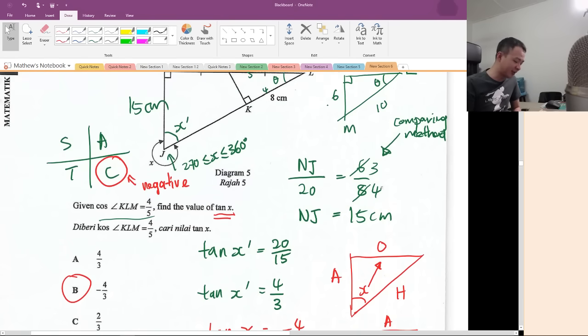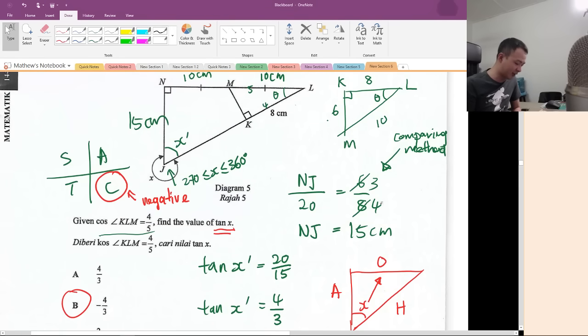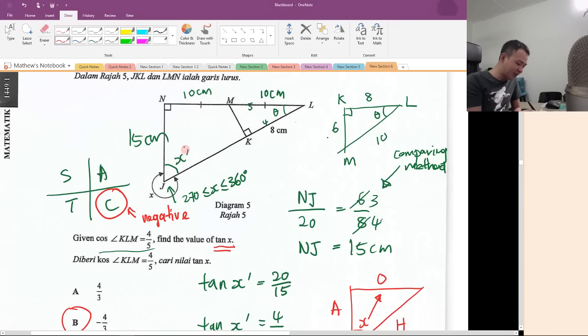How to know it is in quadrant 4 here? Because this angle x here is an acute angle. Acute angle means what? This angle is definitely less than 90, because here is already 90, right? And then you imagine the whole circle is 360, right? 360 minus any angle less than 90, definitely it will be more than 270. More than 270 will be in the fourth quadrant.